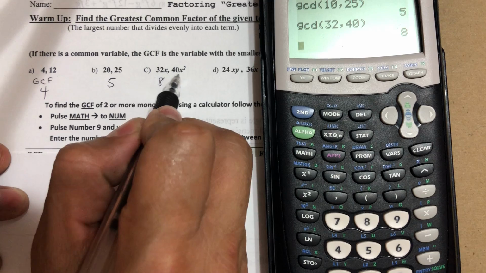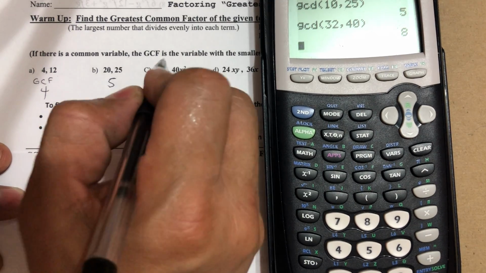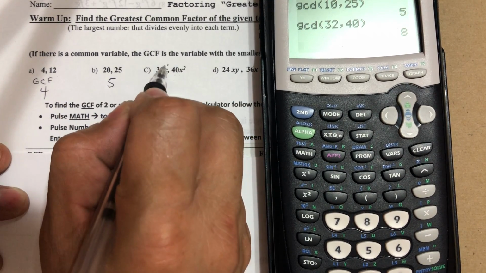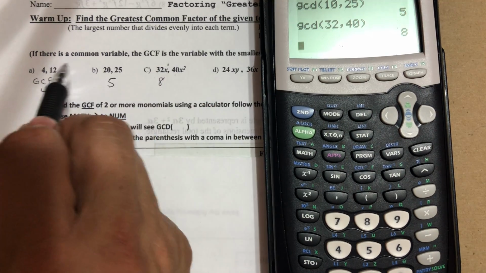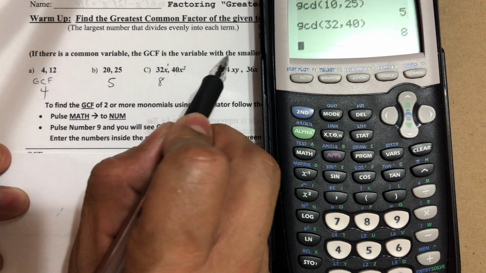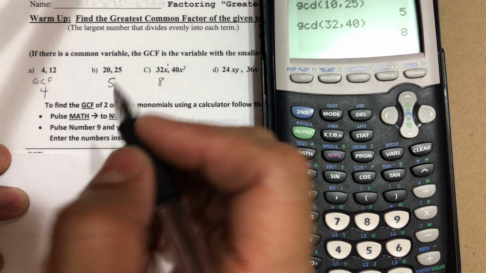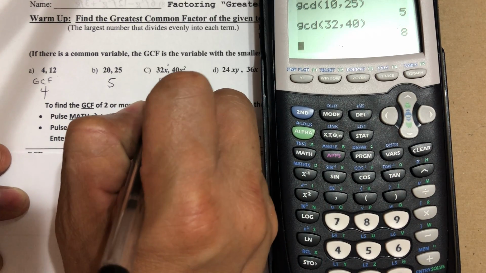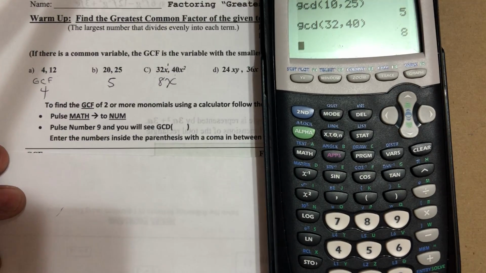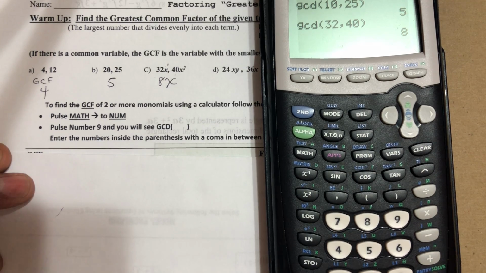Now, they both have the x in common, right? The exponent of this one is 1. So we have x to the 1 and x to the second. And my definition says that the variable with the smallest exponent is the one that becomes the GCF. So the GCF here should be 8x, right?